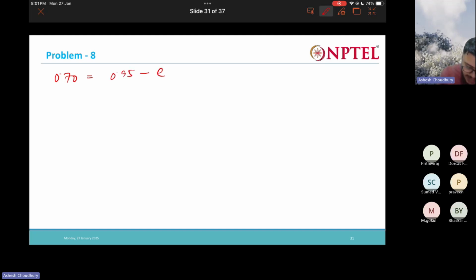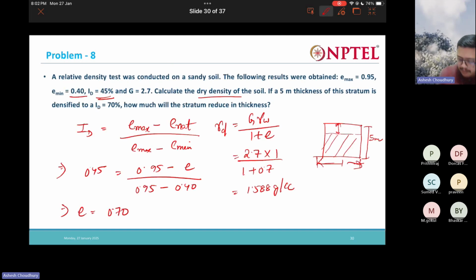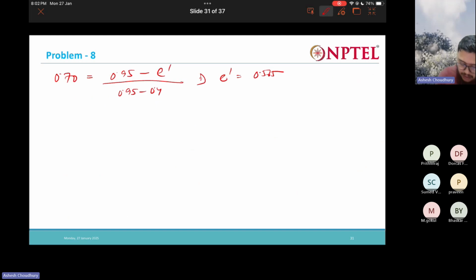0.95 minus E dash, let us write it as 0.48, which implies E dash is nothing but 0.565. So for 45% relative density, the void ratio is 0.7. But for 70% relative density, the void ratio is 0.565.